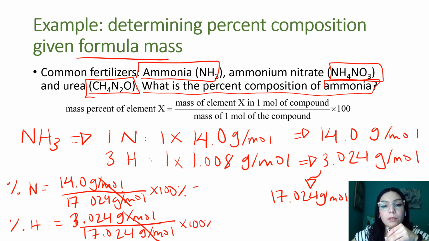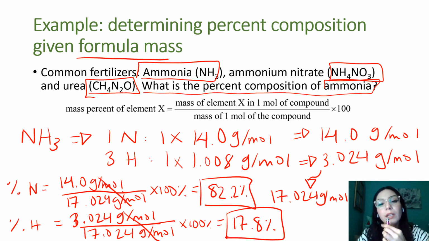Grams per mole cancels out, and then we just calculate this out. So once you calculate this out, you should get for percentage of nitrogen 82.2 and for percentage of hydrogen 17.8. And notice again that these add up to 100.